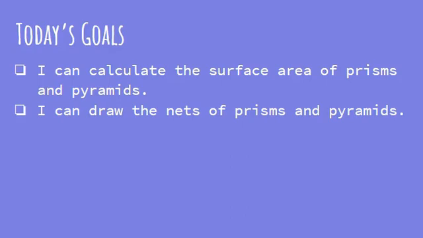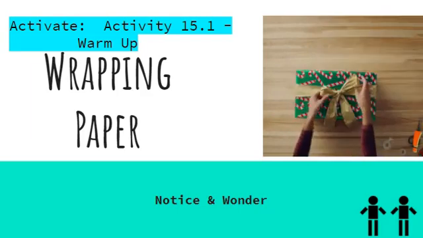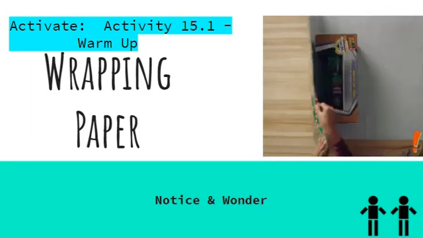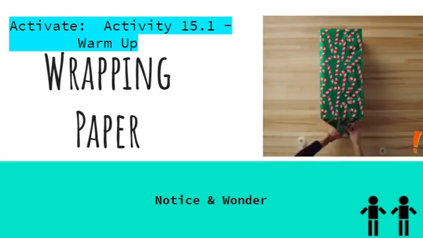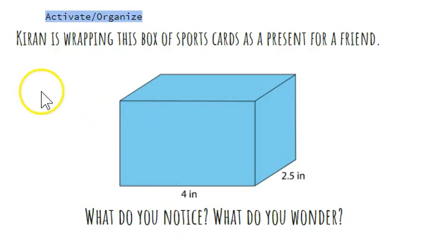So let's take a look at a real world problem here. Some wrapping paper. With wrapping paper, this is actually something that you do need to know a surface area to make sure that you have enough pieces for. So I have this box here that Kieran is going to wrap for a friend for a gift.